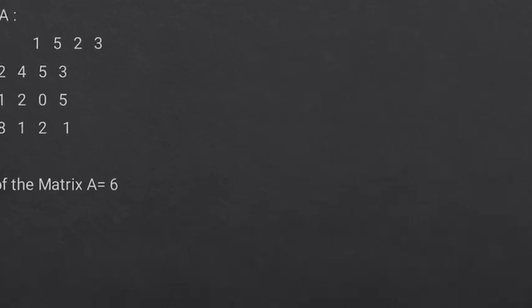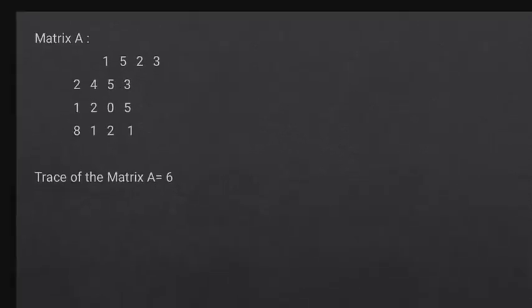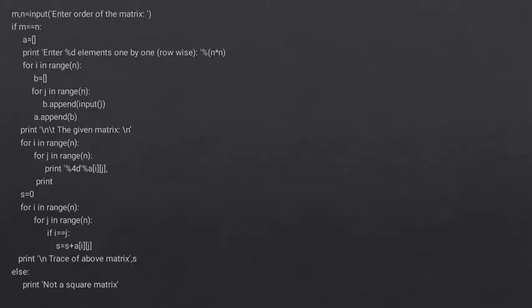So the trace of a matrix is nothing but the sum of the diagonal of the matrix. So here we find the diagonal. 1, 4, 0, 1 is the diagonal of this matrix, and when we add these we get the number 6. Okay, now let's move on to the program of this.